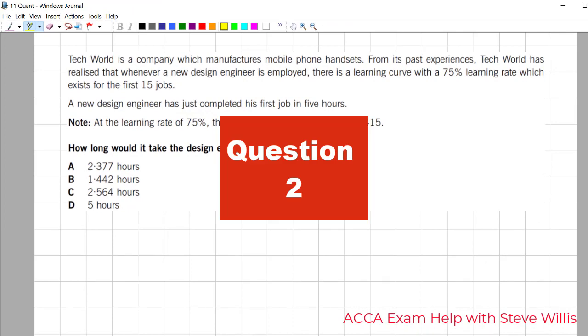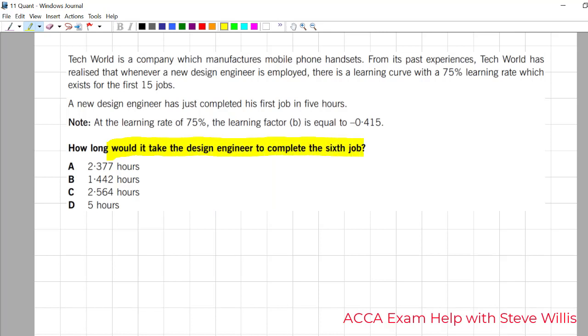Learning curve, everyone. What fun. Let's do it. I know it's learning curve. How long would it take the designer to complete the sixth job? And I see this learning rate. That only goes with learning curve. Let's just review the theory, then we'll do this question together.